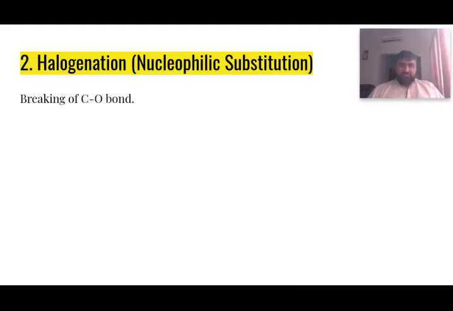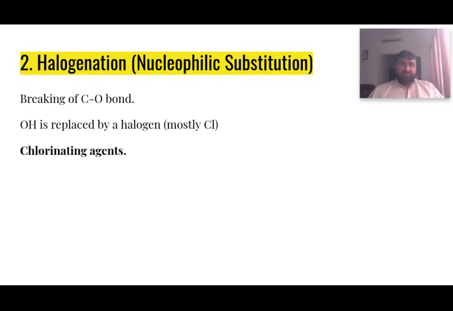This reaction is halogenation, nucleophilic substitution, because alcohols have OH and OH is negative, so they can undergo nucleophilic substitution reaction. It is the breakdown of the C-O bond because OH is removed. OH is replaced by halogen, mostly Cl. Okay. Chlorinating agents, what do we need them to react with?